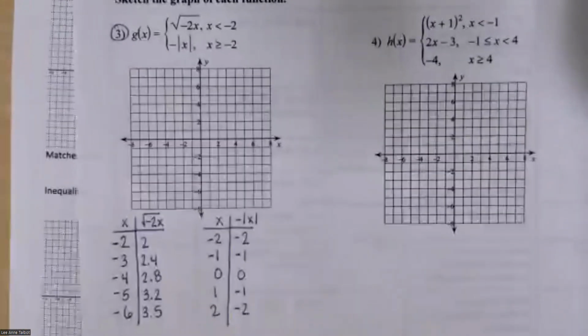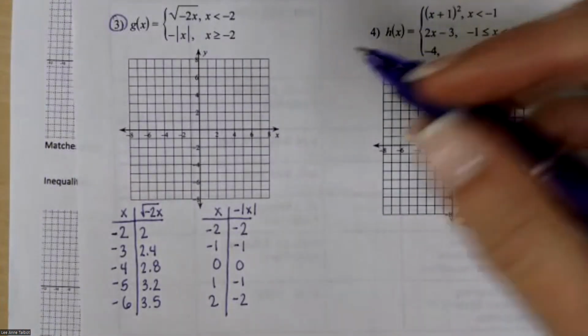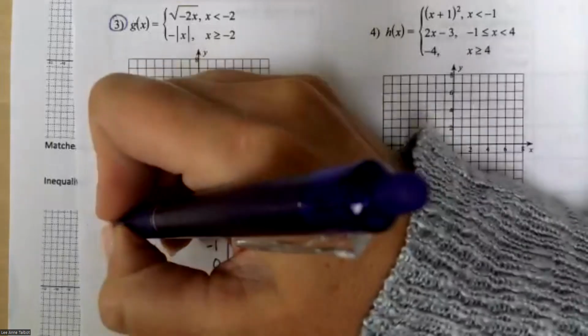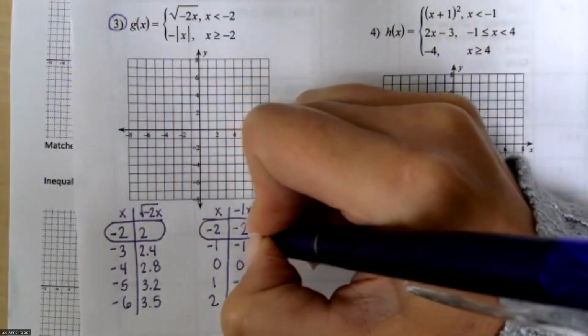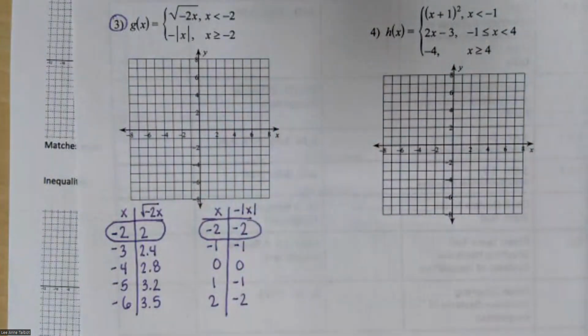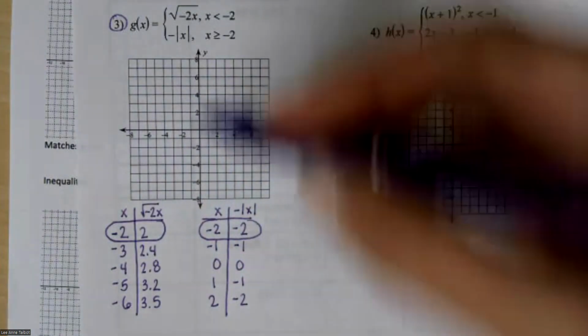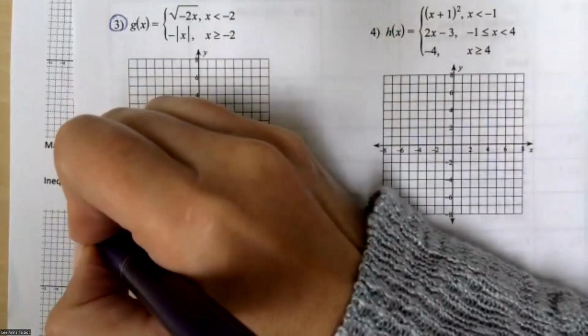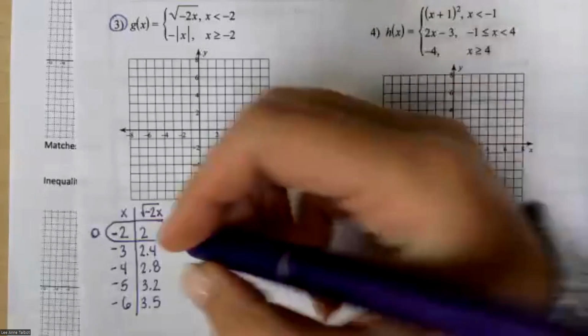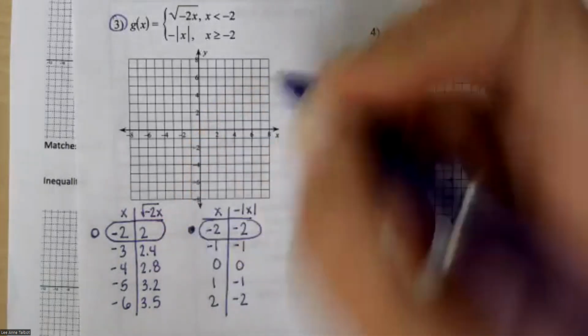Last thing before we graph is we need to decide open or closed circle. So I have an endpoint here and an endpoint here. And this first piece does not have the or equal to on it, so that means it's open. And the second piece does have it, so it's closed.